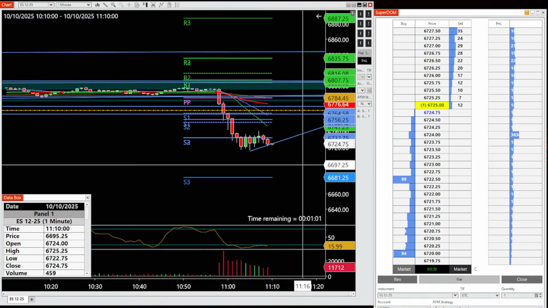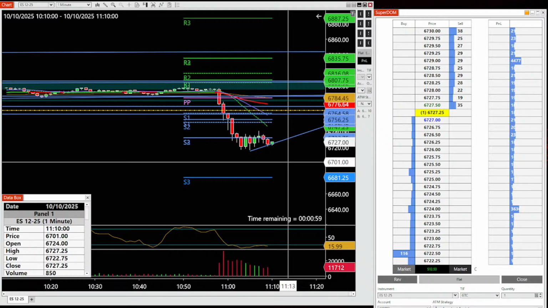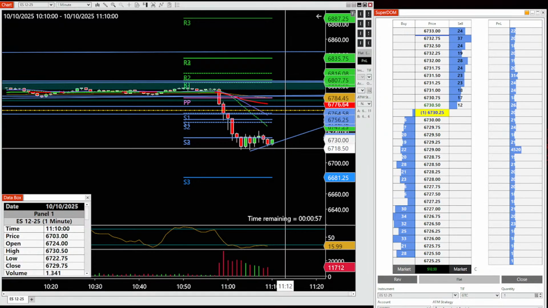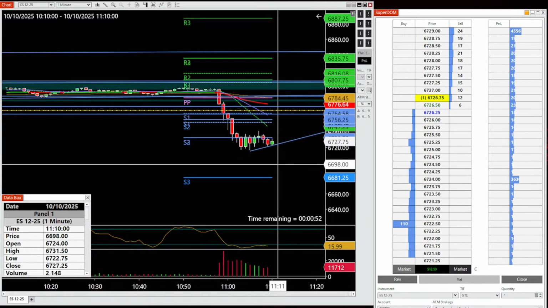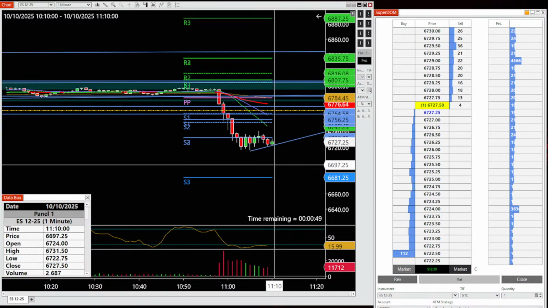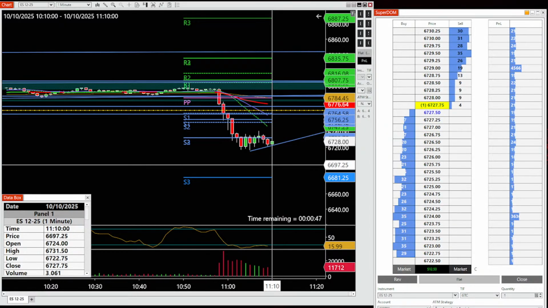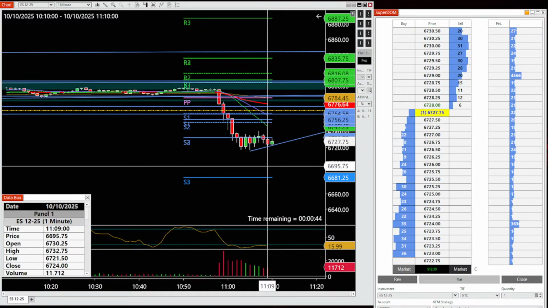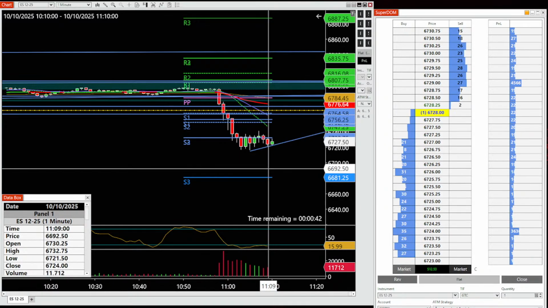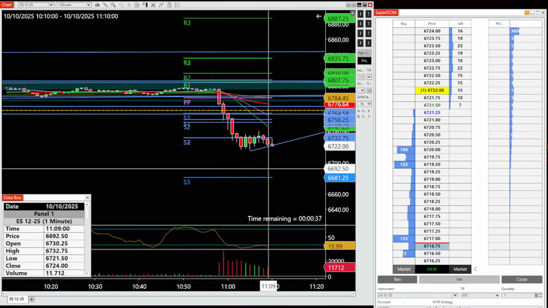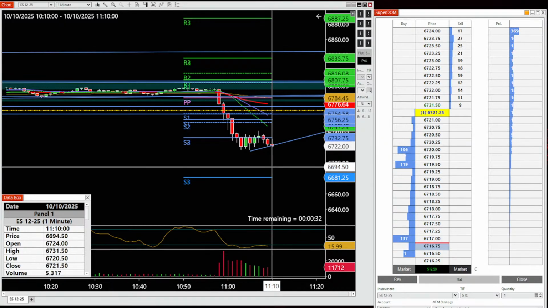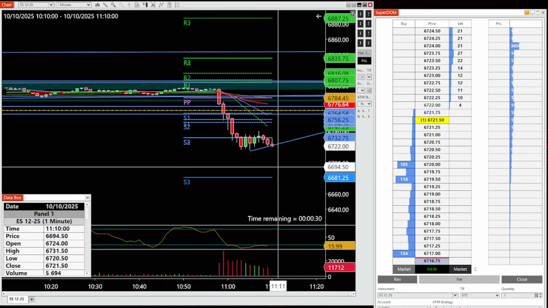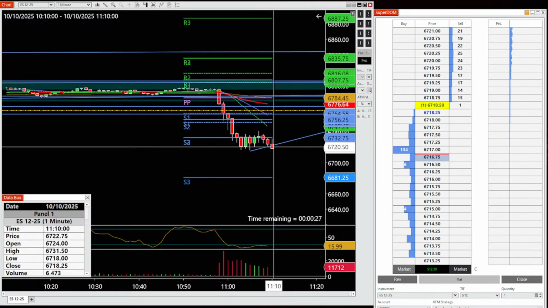Nope. Trying to see if we can get an uptrend started somewhere in a low to support it. 22.75, 21.50. Nope, we broke 21.50. 31. It's a 10-point move on a 1-minute chart.